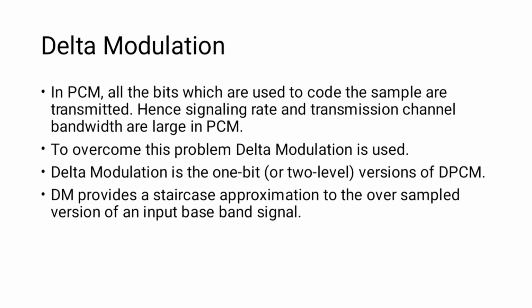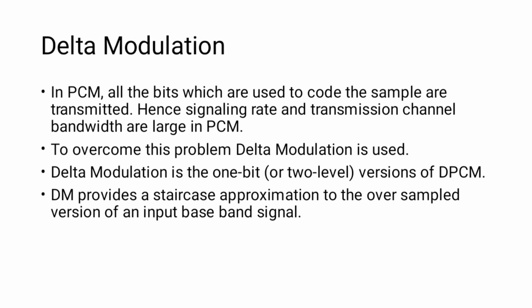Whereas in pulse code modulation and digital pulse code modulation, whatever bits we are encoding, we are transmitting all those bits together. So what will happen? This will increase the bandwidth and signal rate. To overcome this problem by delta modulation, here we have only two levels, which are represented by one bit, either positive delta or negative delta. So that is the one-bit version of DPCM, differential pulse code modulation. And here we are using the staircase approximation method for input baseband signals.